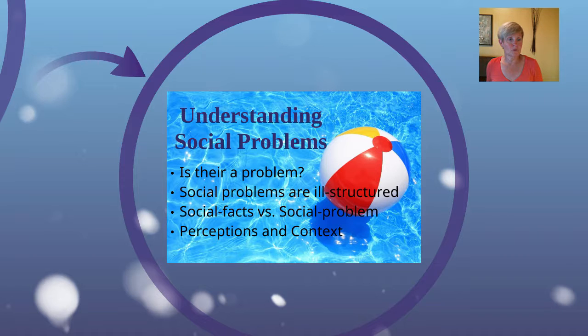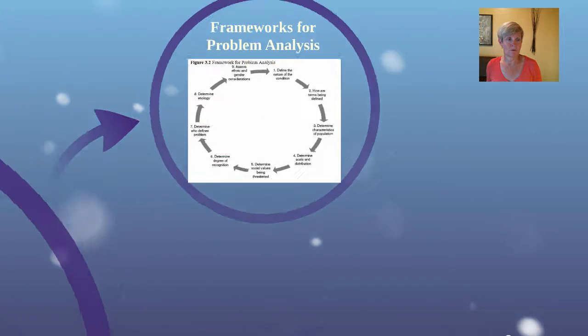And then social facts versus a social problem. So that's really looking at the actual facts and looking at triangulating that data again from different points of view, and then the perceptions and the context from which those come, from those individuals as they're looking at social problems. So that's an important takeaway from chapter 3.